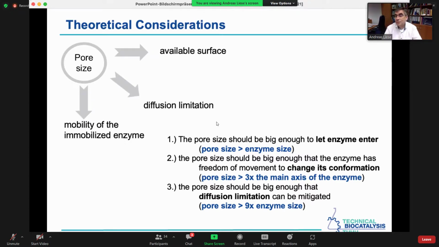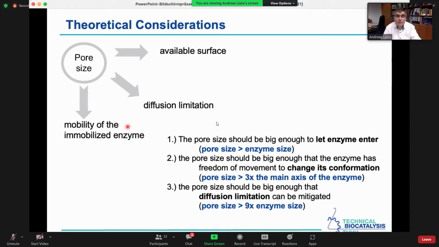So, for startup, theoretical considerations. We have for sure an amount of available surface. Then we have diffusion limitation to consider. The surface overall we have in the carrier is also defined by the pore size and the amount of inner pore volume determining the inner pore size. And the pore size also has an effect on the mobility of the immobilized enzymes, namely how deep during the immobilization process can the protein, the enzyme, penetrate the pores.